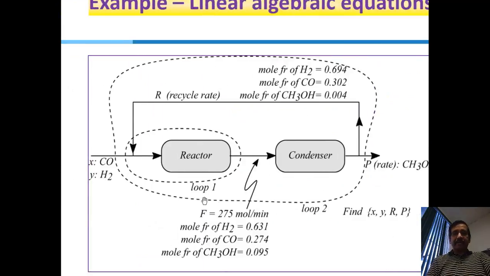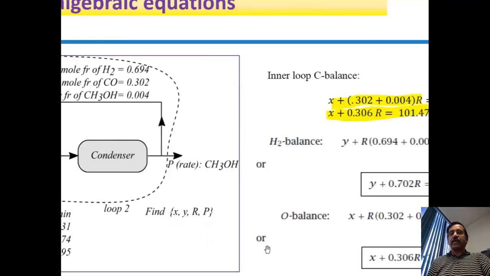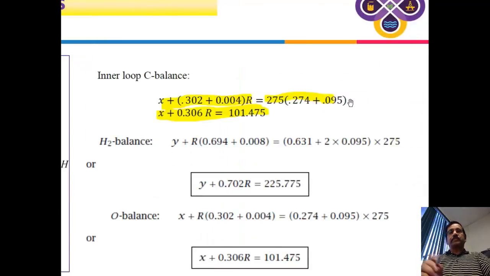That is F times the carbon that is leaving through this, which is 0.274 plus 0.095. Okay, so you say 0.274 plus 0.095. Using that concept, you write an equation for hydrogen, you write an equation for oxygen, and continue to assemble the equations. Things like Aspen do this automatically for you. The process of assembling the equation has been automated.